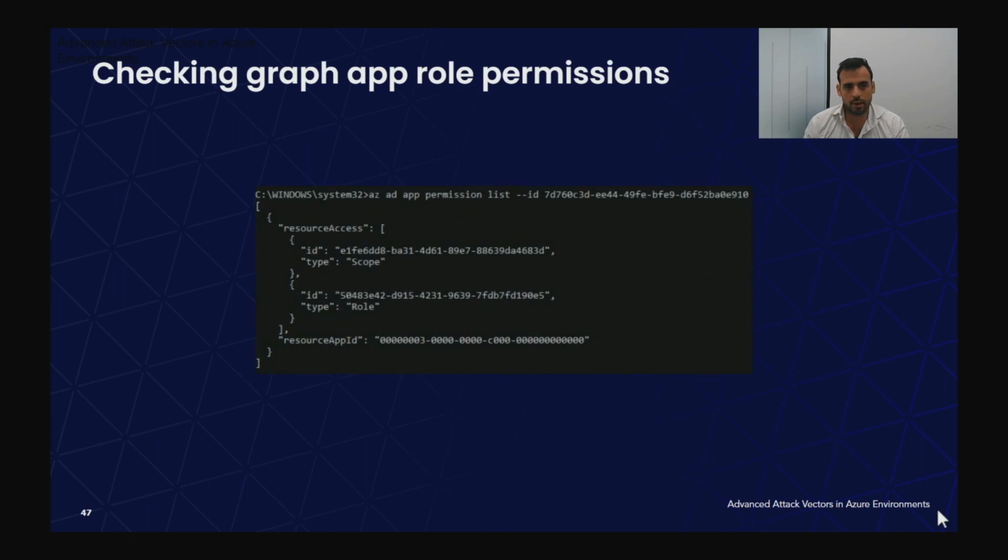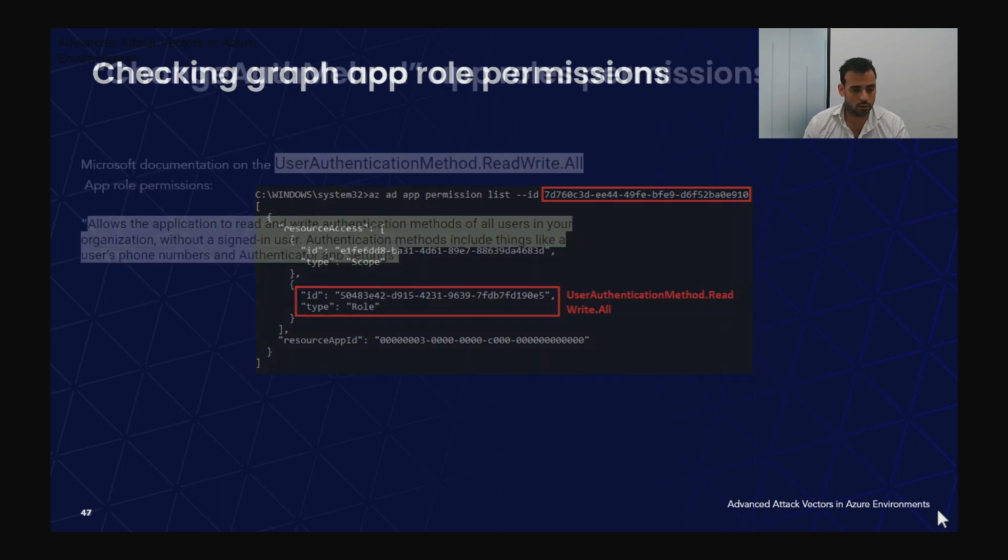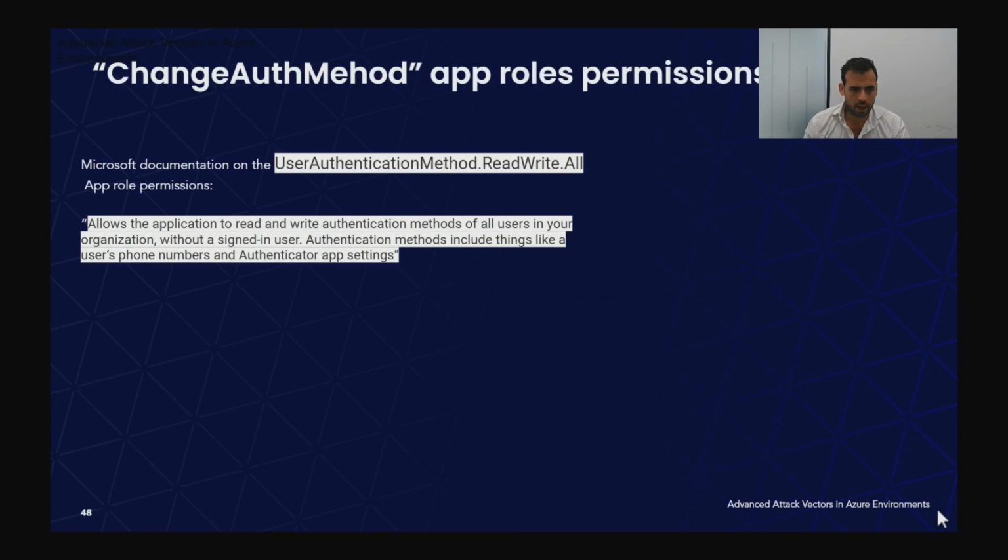The attacker then checks the Graph API permissions of that application and sees that it has the UserAuthenticationMethod.ReadWrite.All permission. By Microsoft, this Graph API permission will allow the application to read and write any authentication method of all users in your organization without a signed-in user. Authentication methods include things like a user's phone number and authenticator app settings, but not only. This is an extremely powerful permission that will allow you to change many other user authentication methods.